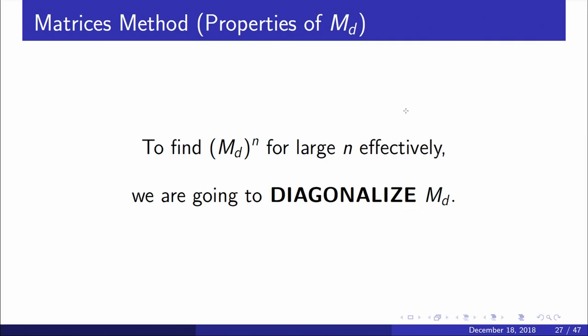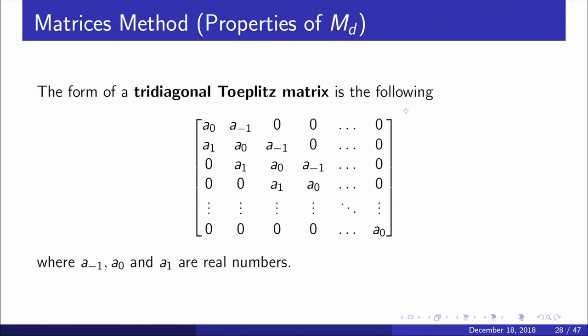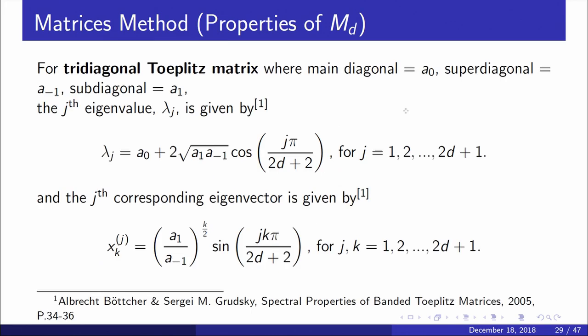So now we have to find M_d to the nth power for large n effectively. So we are going to diagonalize M_d. The form of a tridiagonal Toeplitz matrix is the following for our M_d matrix, where a_{-1}, a_0, and a_1 are real numbers. From research done on banded Toeplitz matrices, we have the tridiagonal Toeplitz matrix where we can define the eigenvalue and the eigenvector for those matrices as shown here.